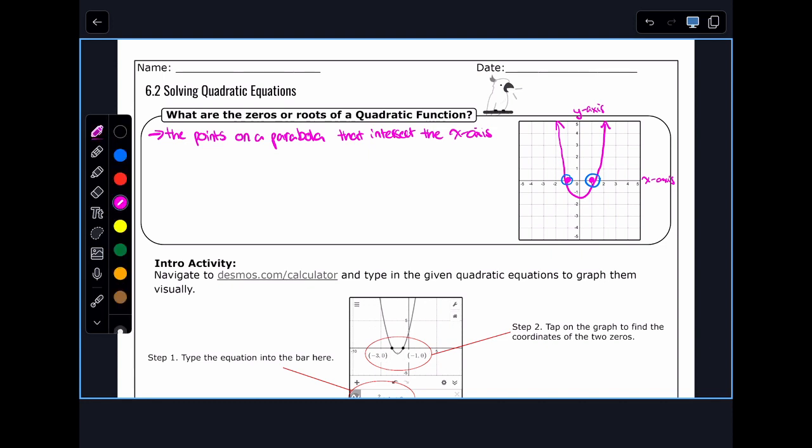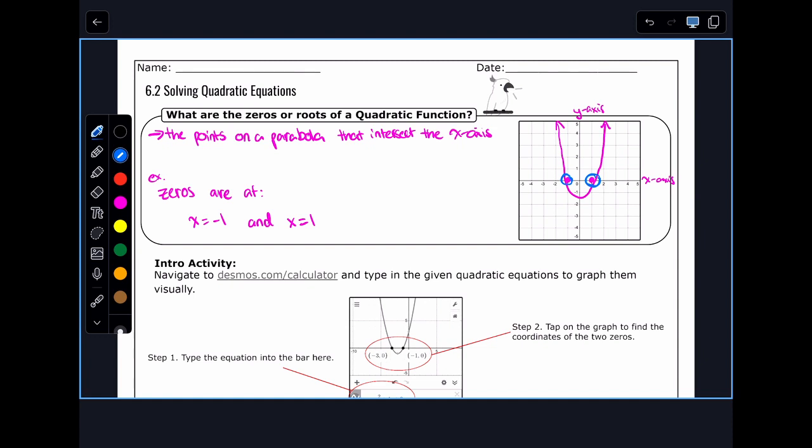So if I asked you what are the zeros of this quadratic, without even knowing the formula, you can just tell me looking at the graph that the zeros are at x is equal to -1 and x is equal to 1. How did I know that? Because this point here is -1 and this point here is +1.